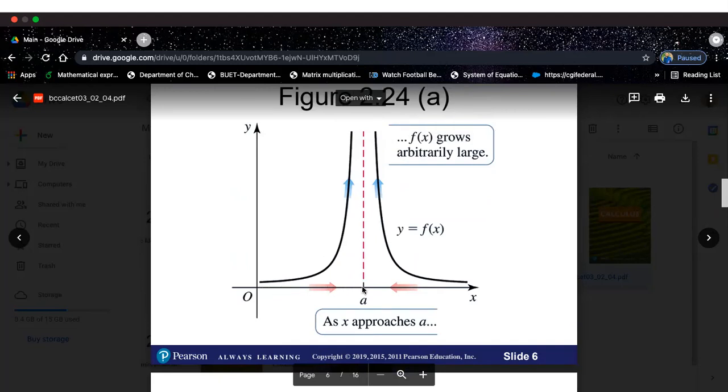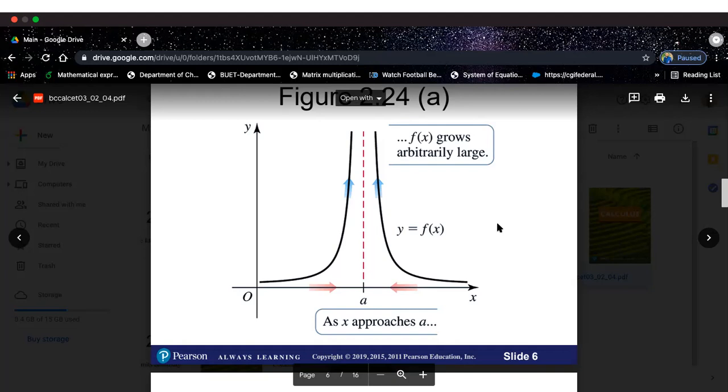We start approaching a, and you can see the graph is actually moving towards infinity. So we can see the graph is growing arbitrarily. It's not really stopping. It grows arbitrarily large, and to the positive side, of course, because the function is positive. You can see the x-axis: anything over that x-axis is always positive, and anything below this x-axis is always negative. That's the basic idea of Cartesian coordinates.